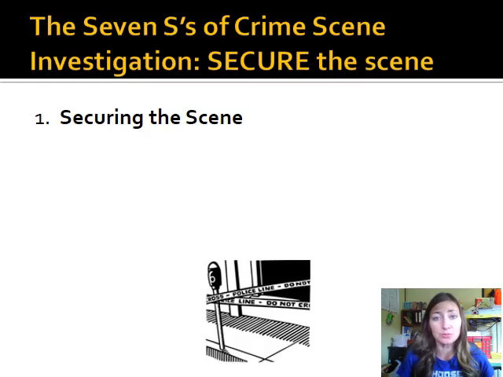Every crime scene is different. It really depends on what the needs of your particular crime scene are.